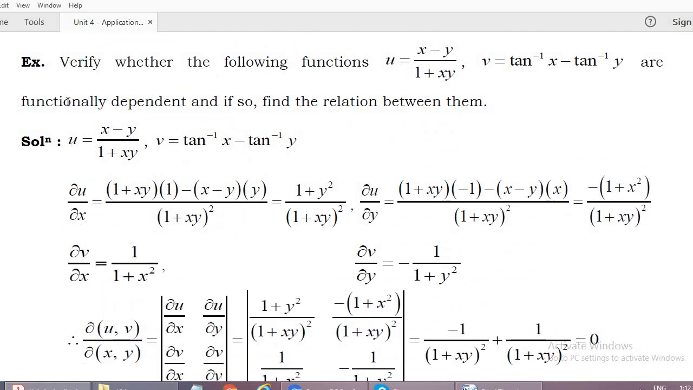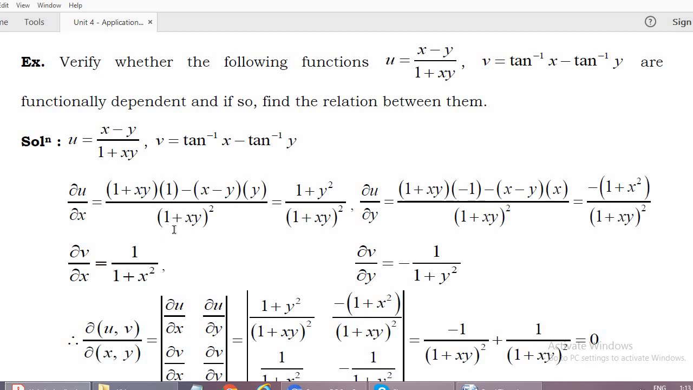Next problem. Verify whether the following functions u equal to x minus y upon 1 plus xy, v equal to tan inverse of x minus tan inverse of y are functionally dependent, and if so, find the relation between them. So for the Jacobian, before that let us again find first order partial derivatives. Derivative of u partially with respect to x: again x is in numerator and denominator both, and every time we are going to make use of this quotient rule.